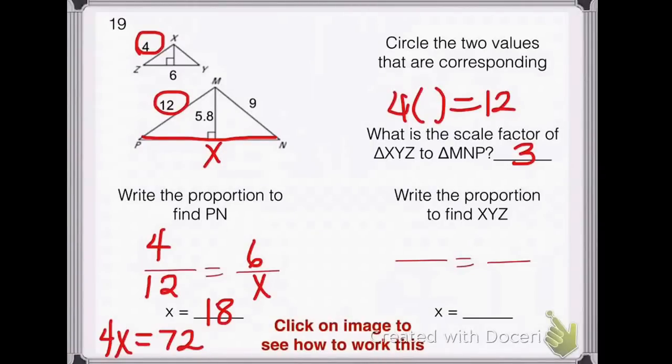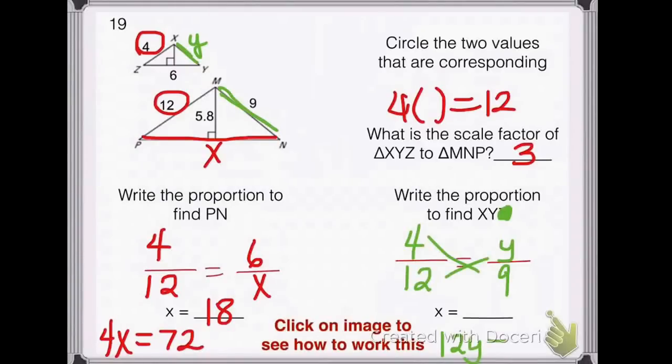Now, if I wanted to set up the proportion to find XY, let's see. So I want to find XY. Well, XY corresponds to 9. So I would use 4 over 12 equals Y over 9. And I would get my cross products. So I would say 12Y equals 36. If I use the division property, that would give me 3.